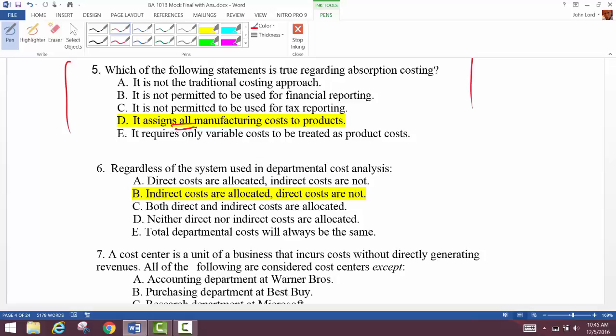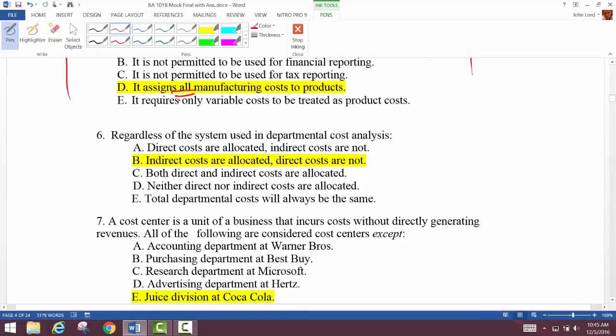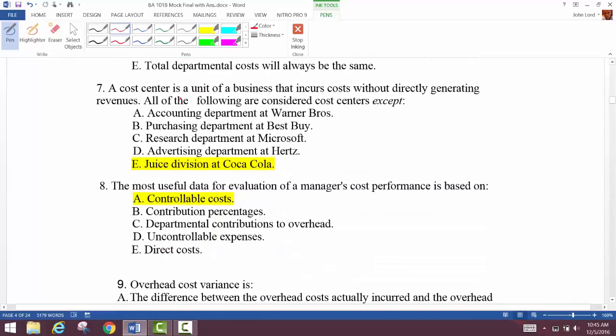Okay? Okay, good. Coming over, number 7, a cost center is used in a business that incurs cost without generating revenue. All of the following would be considered cost centers except, and I think you might see a question a lot like this, but if it's producing a product, then it's going to be considered a profit center, not a cost center.